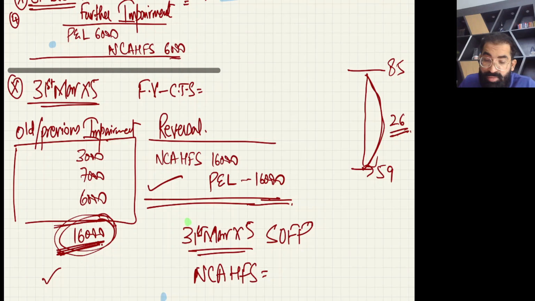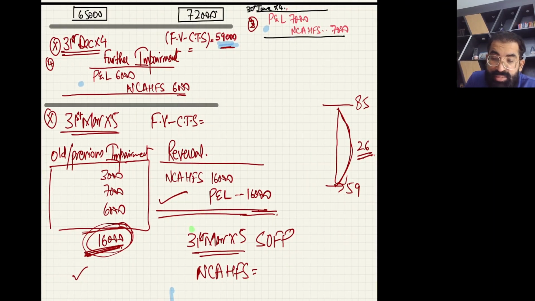Now my dear student, previously we were standing at 59. From 59 we added 16. So if the examiner asks the SOFP value of this asset, NCA held for sale, it will be 75,000 at 31st March X5. And that's the end of this question.